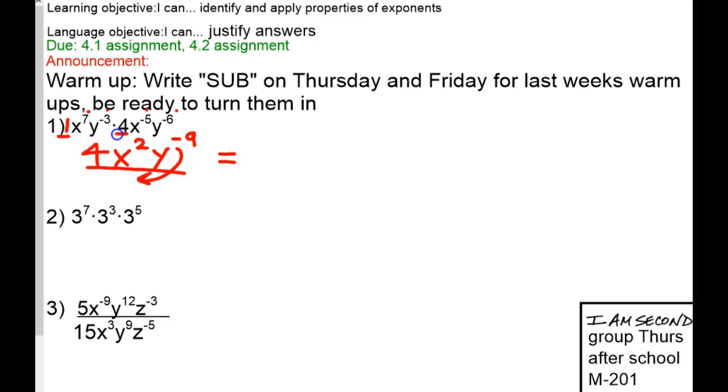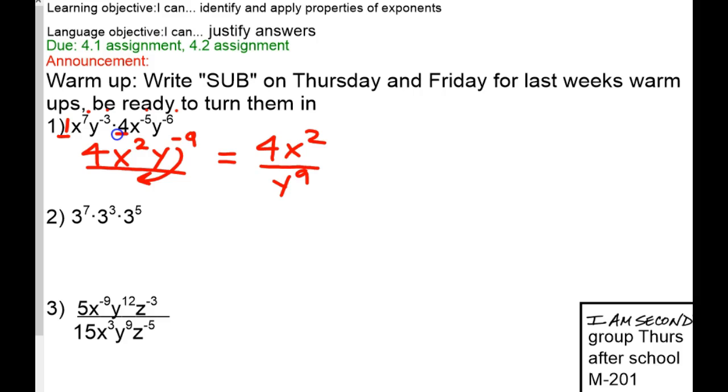So the 4x squared stays on top, but on the bottom is going to be what? Y to the 9. The negative goes away when it goes to the bottom. Okay, so just y to the 9th power.